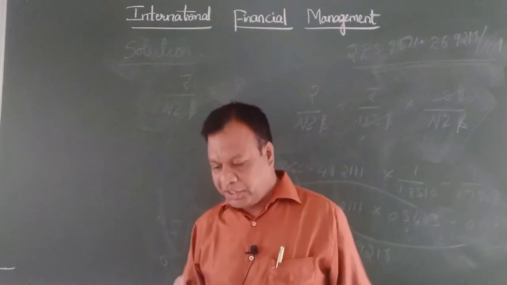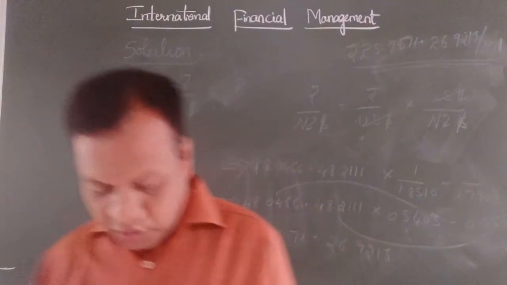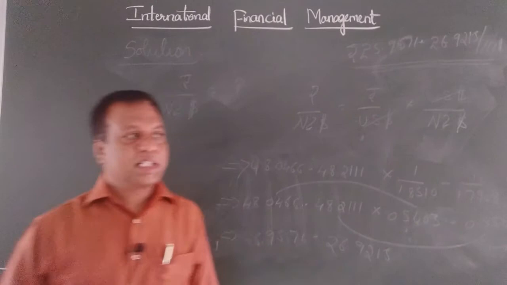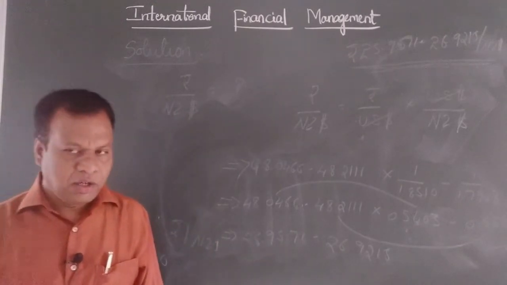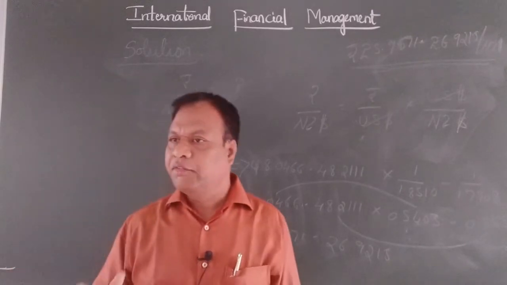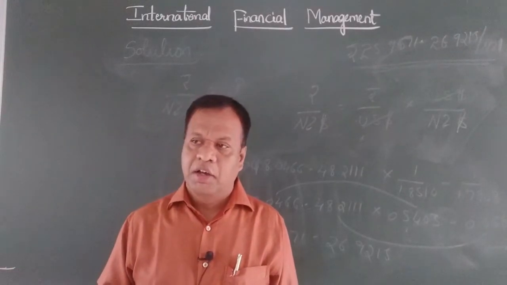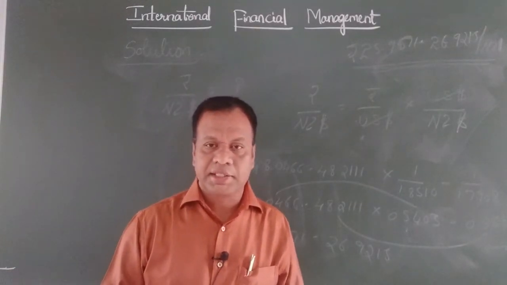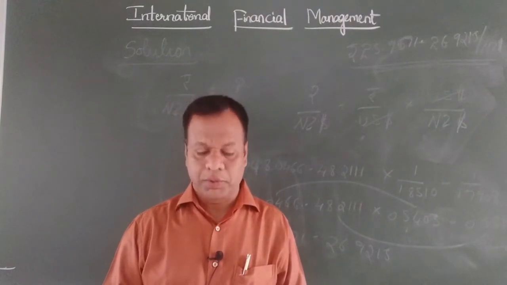In the last video, we discussed cross rates. Now moving ahead, we'll discuss arbitrage. We have two types of arbitrage: one is geographical arbitrage and the other is triangular arbitrage. First, let's try to understand what exactly geographical arbitrage is all about.